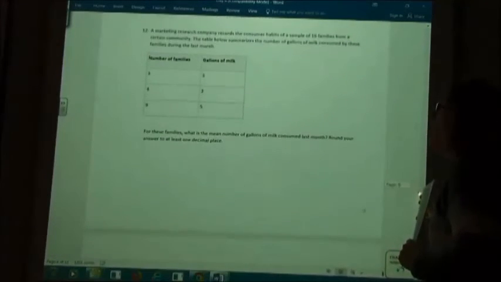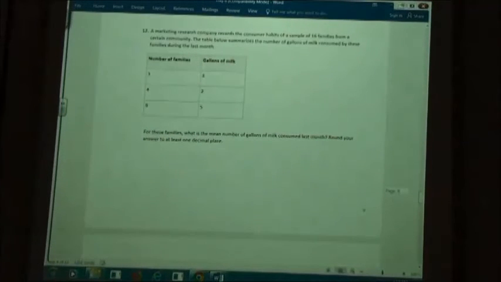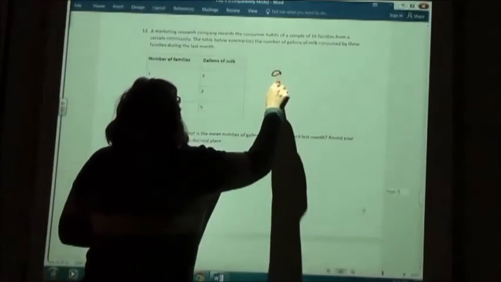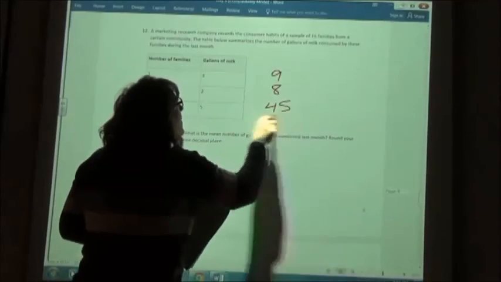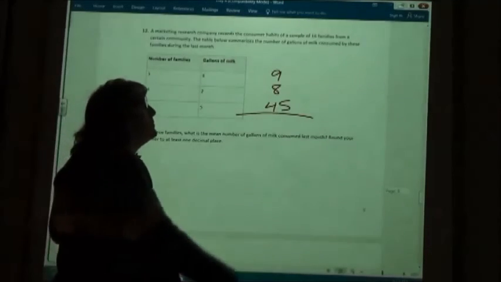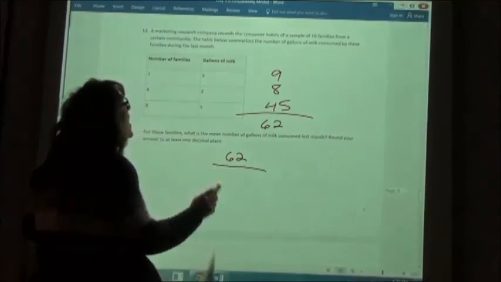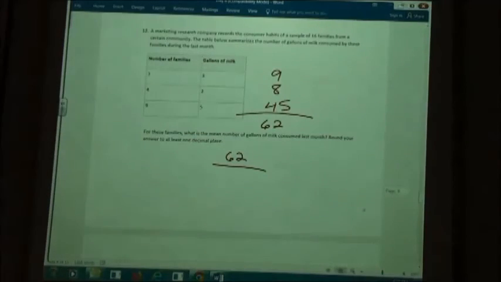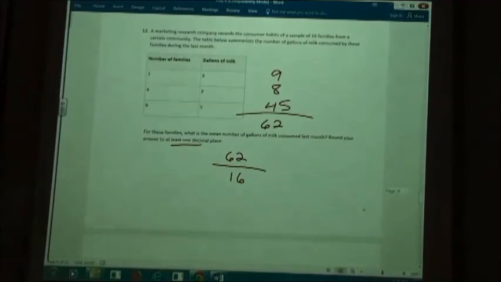So number 12, same thing. We're finding the weighted mean. And so we're first of all going to start by doing all of our multiplying. 3 times 3 is 9, 4 times 2, 8, 9 times 5, 45. You already did that, right? You added that up and you got 62. We're going to take our 62 and divide it by 16 families. And this one we're doing at least 1 decimal place again.